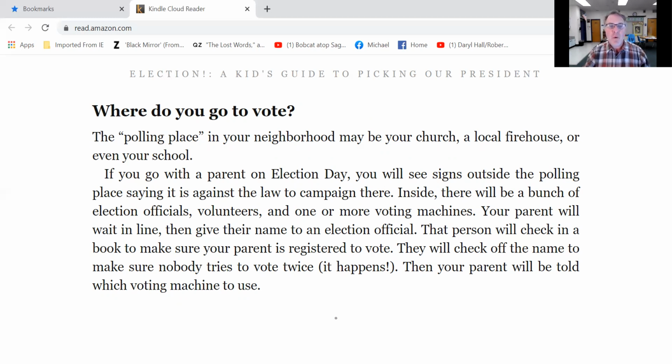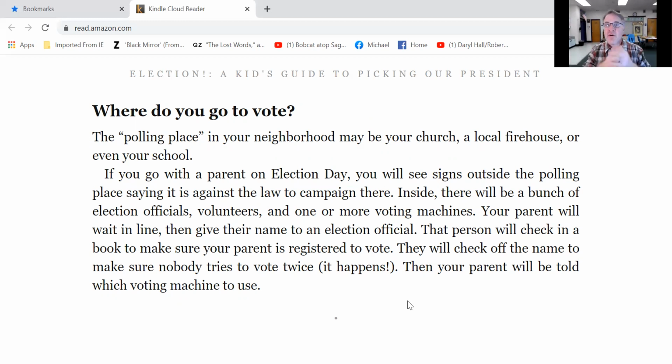Your parent will wait in line, then give their name to an elected election official. That person will check in a book to make sure your parent is registered to vote. They will check off the name to make sure nobody tries to vote twice. It happens sometimes. Then your parent will be told which voting machine to use.